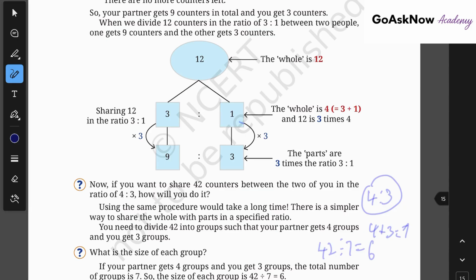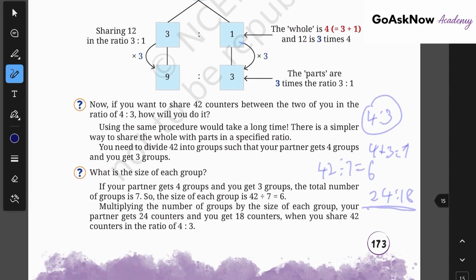Since your partner has 4 groups, 4 times 6 is 24. And you have 3 groups, so 6 times 3 is 18. So this should be your division in the ratio, shown right here.